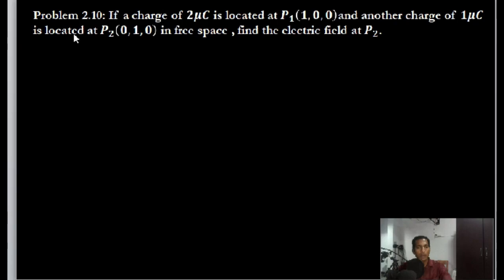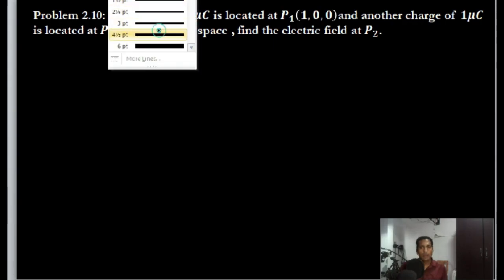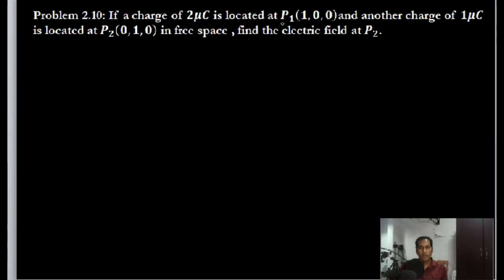It is example 10. It reads as: if a charge of 2 microcoulomb is located at point P1, where P1 is defined as (1, 0, 0), and another charge of 1 microcoulomb is located at P2 (0, 1, 0) in free space, then we have to find the electric field at point P2.